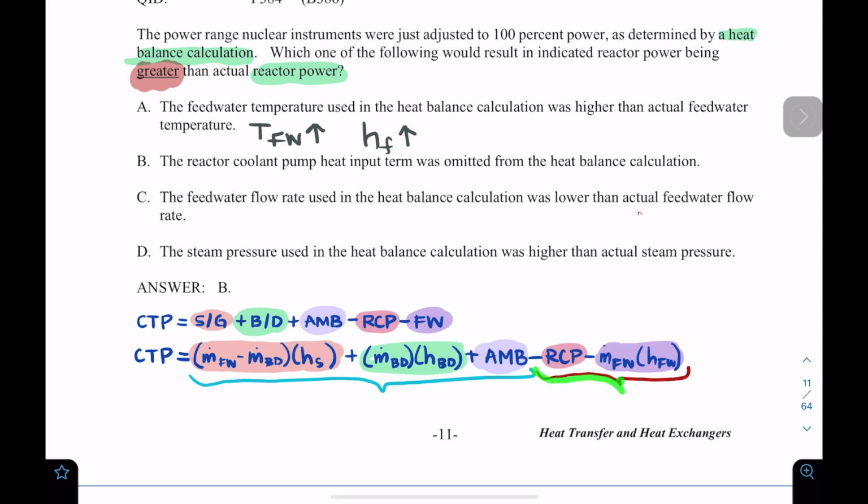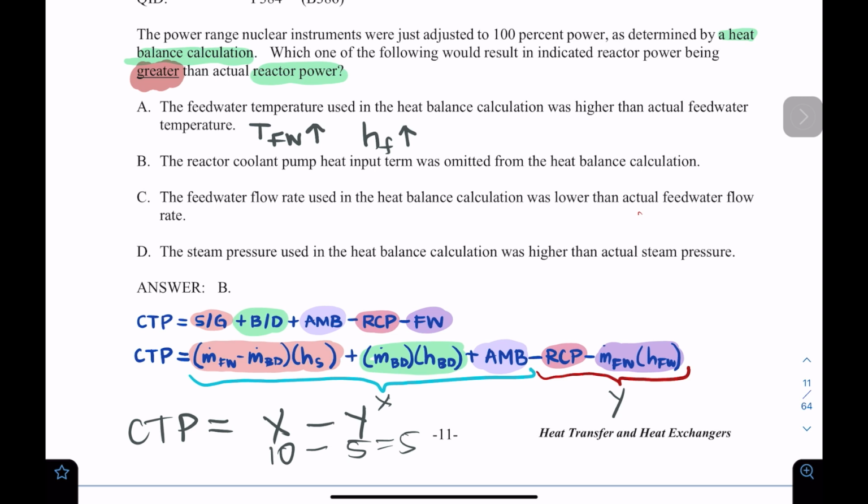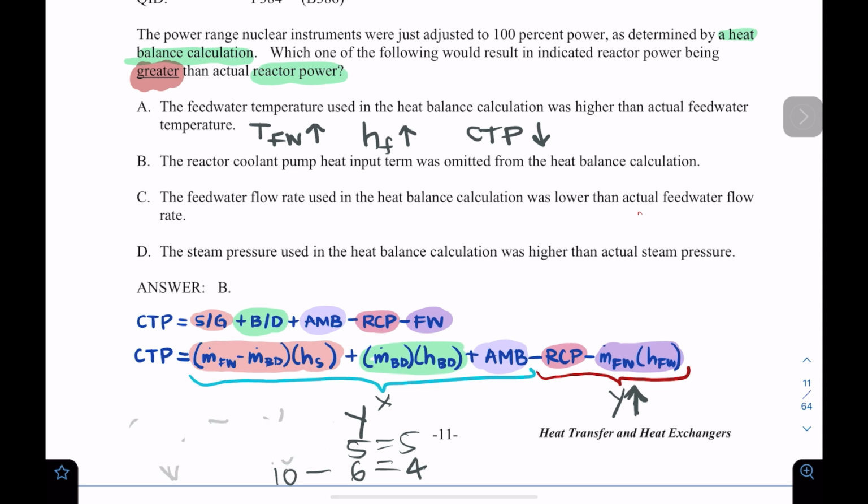And remember that we have this divided here. Imagine that we are doing x minus y. CTP is equal to all of this is x and all of this is y. So it's x minus y. What happens if I have, for instance, a 10 minus a 5, it's going to be 5. What happens when I increase this one? If I increase this one, it will be a 6, which will bring my CTP to be lower, right? I'm just trying to simplify things for me. So I know that my core thermal power is going to decrease.